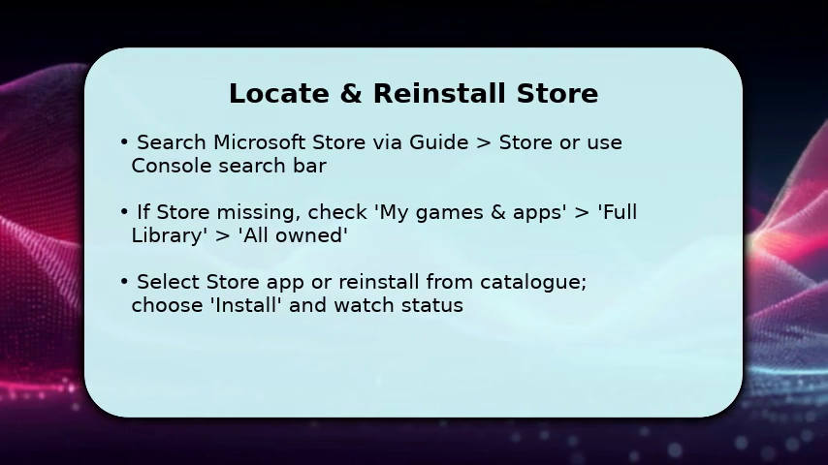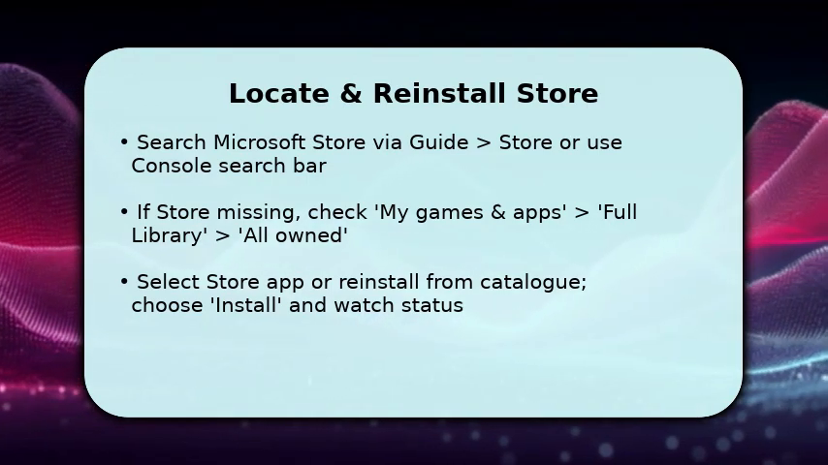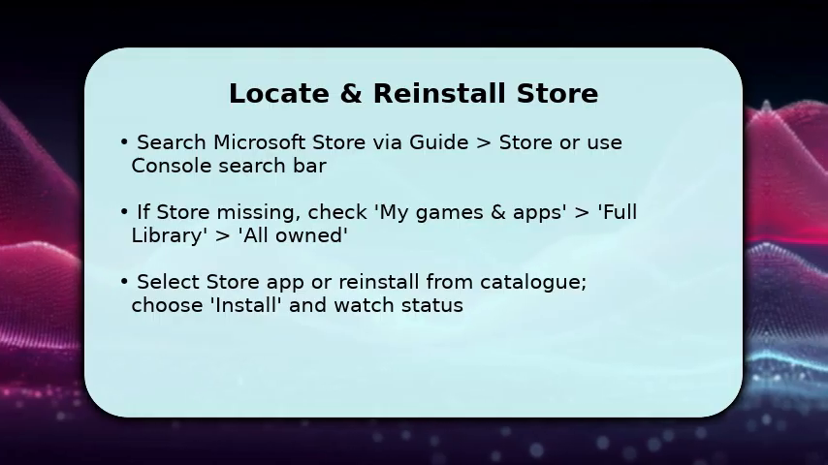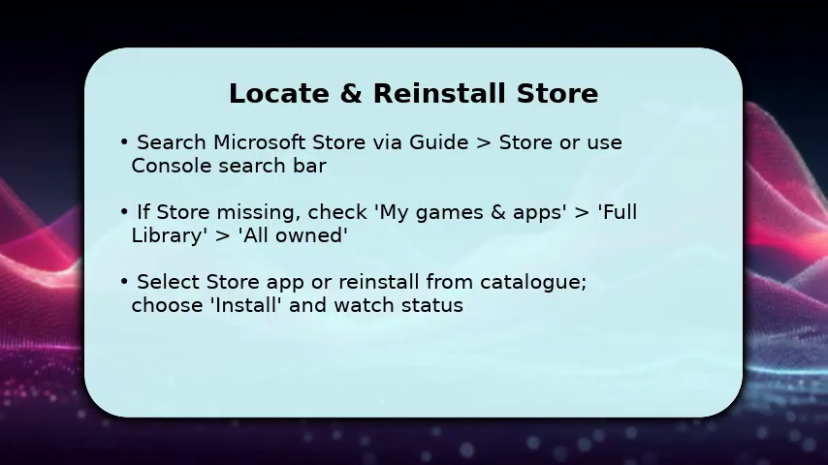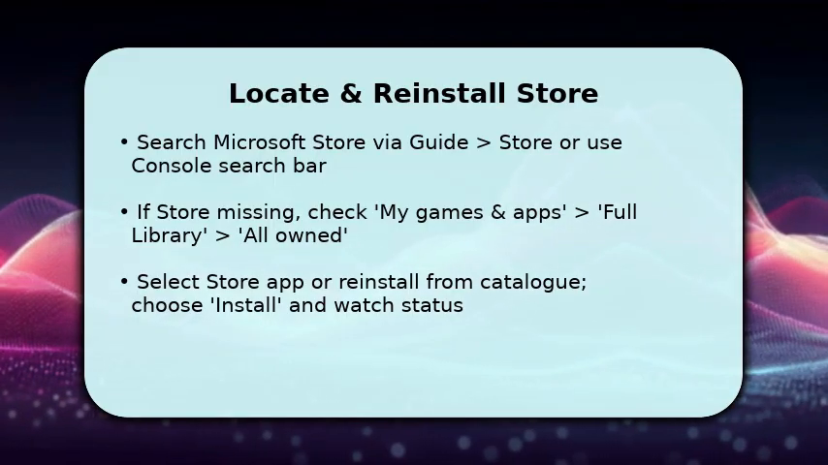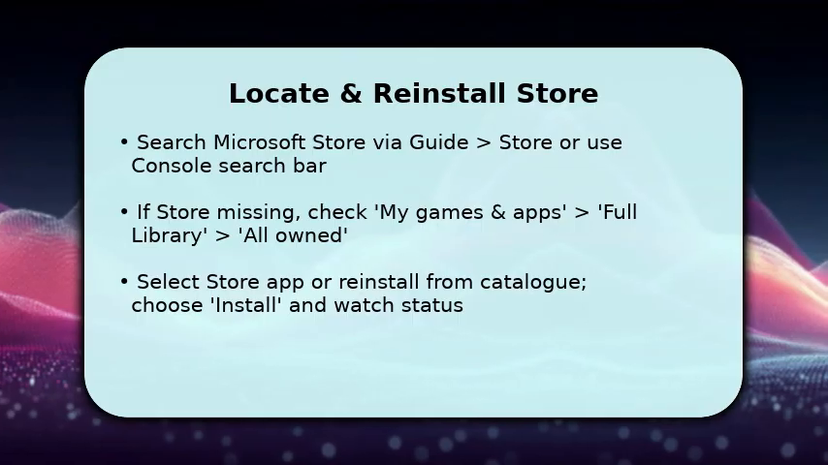Next, you locate the Microsoft Store on your console by opening the guide and choosing Store or using the search function to type Microsoft Store. If you don't see it, head to My Games and Apps, open Full Library, then All Owned to reveal hidden system apps. Once you find the Store tile, select it and choose Install or Get. This reinstalls the app and restores its shortcuts.